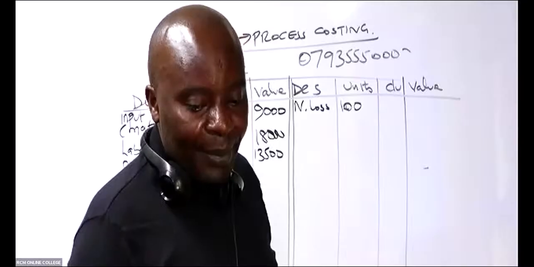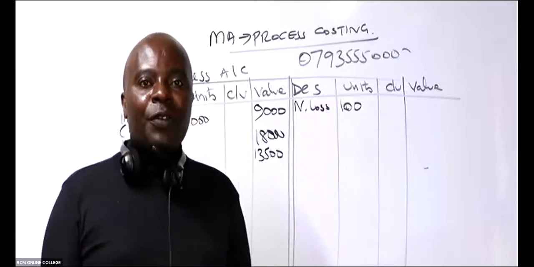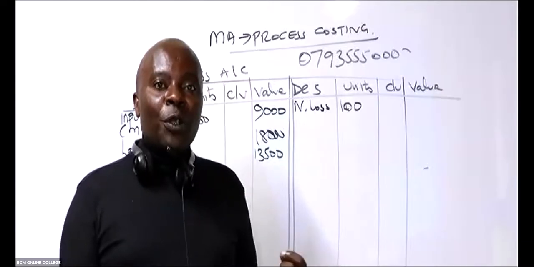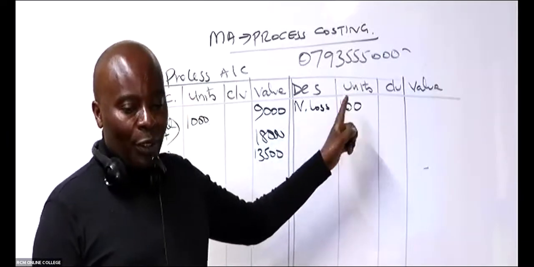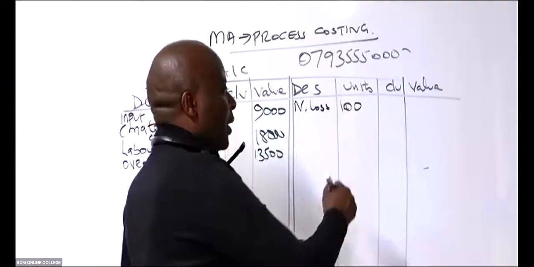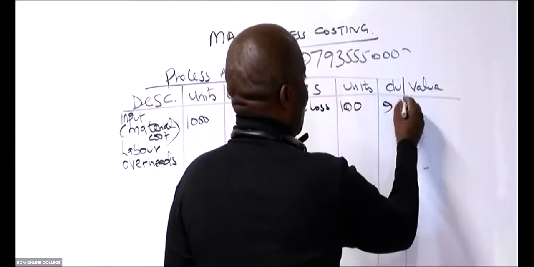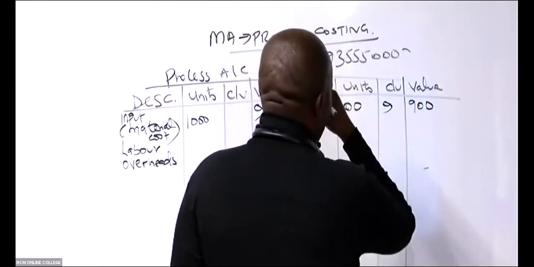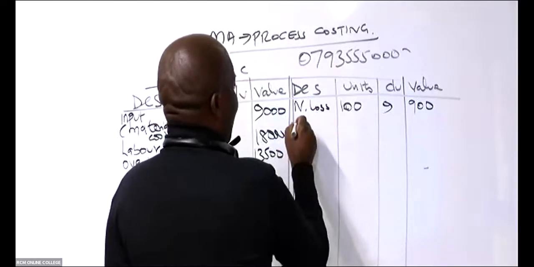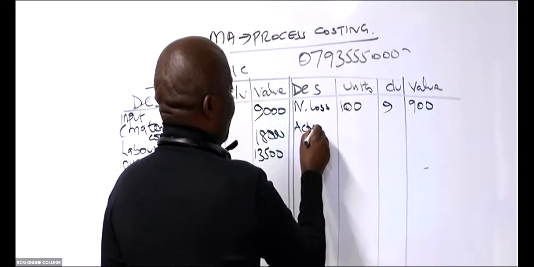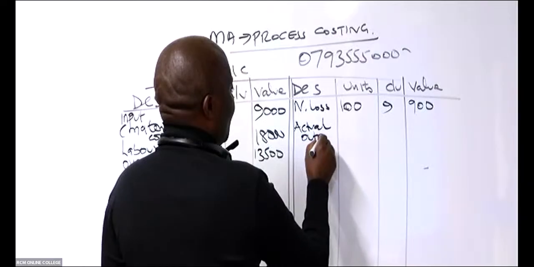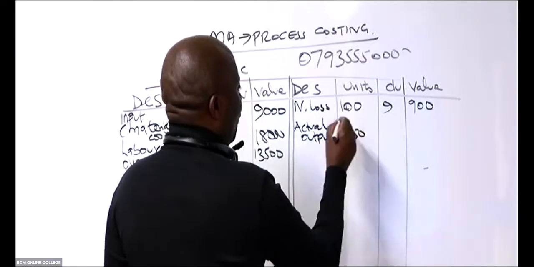And remember, at times the scrap value is not given. If scrap value is not given, you should always multiply whatever quantity you have here with 0. But now here we have a scrap value of 9, which gives us 900. Ladies and gentlemen, apart from that, we have actual output. So the actual output is 850.